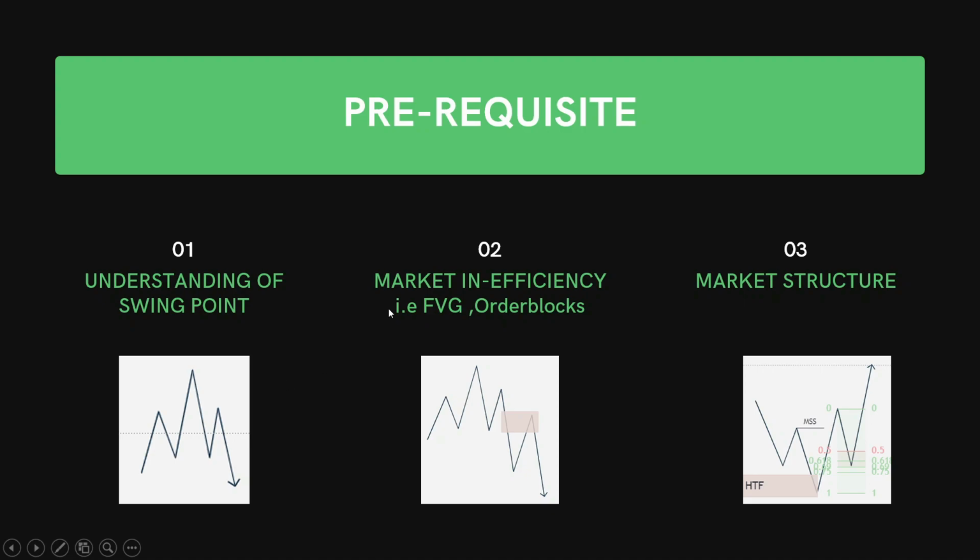And what are market inefficiencies, fair value gaps, and order blocks? And this is the market structure, which we also call BOS and CHoCH, whatever, when our higher time frame point of interest gets tapped. These are the prerequisite things, and I didn't discuss them in depth in this video. This video is basically more about the silver bullet.